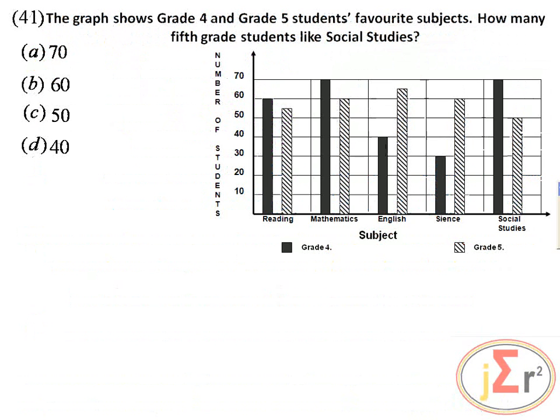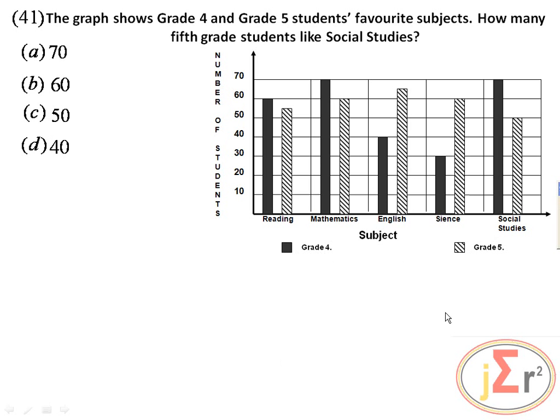The graph shows grade 4 and grade 5 students' favorite subjects. How many 5th grade students like social studies? Now we have on our graph 2 sets of bars. What we have therefore is a double bar graph. So we have a double bar graph, and there is no doubt that we have the key to the bars right here.